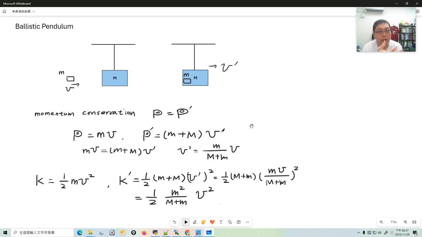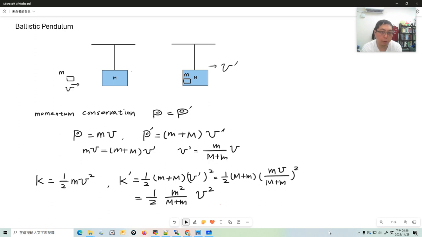In the previous video, we said that the biggest difference between the elastic and the inelastic collision is that during the inelastic collision, the kinetic energy will be lost. The ballistic pendulum is a very nice example of an inelastic collision. Previously, we calculated that as the bullet strikes into the ballistic pendulum of mass capital M, it will carry a velocity V prime, and we used momentum conservation to calculate V prime.